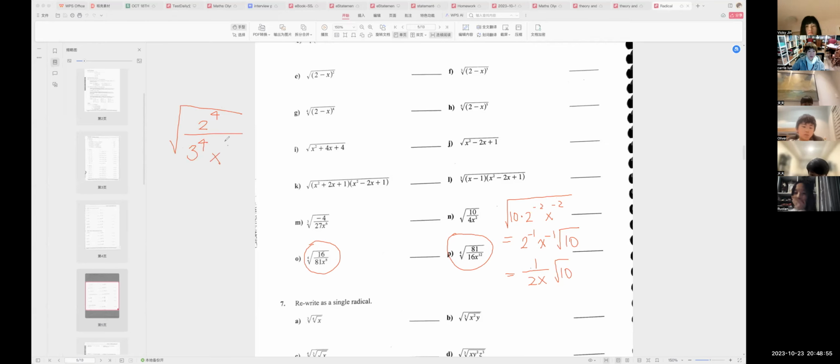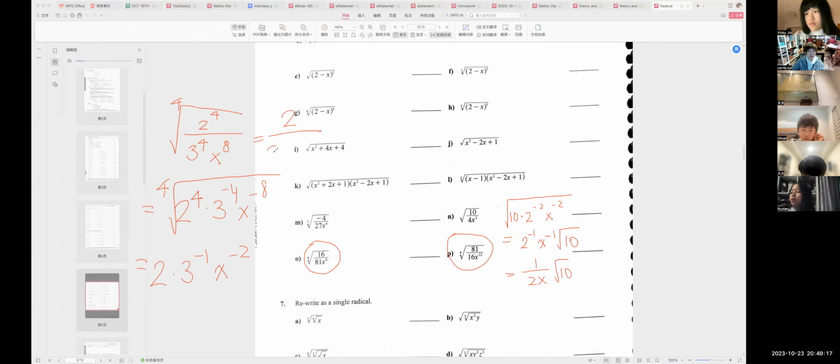And x to the power 8 and radical 4. So I'm going to put them the right way, or it could be that way as well. It doesn't matter, 3 to the negative 4 and x to the negative 8. And radical 4, so it equals 2 times 3 to the negative 1 and x to the negative 2. You can write it like that, or you can write it as 2 over 3 and x squared. Both of them are right.